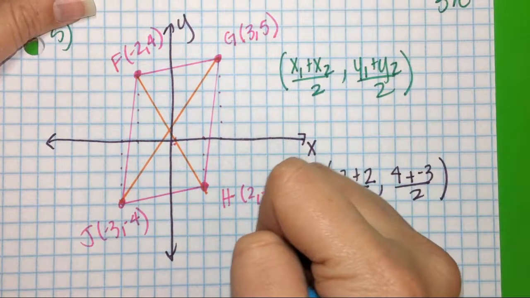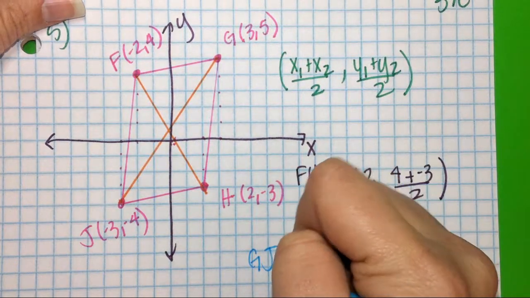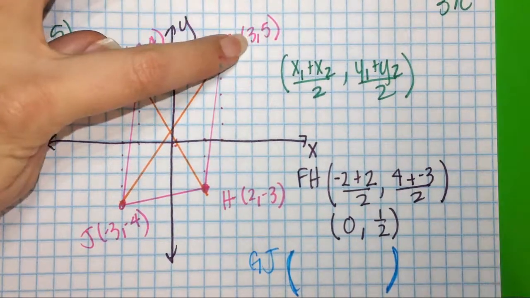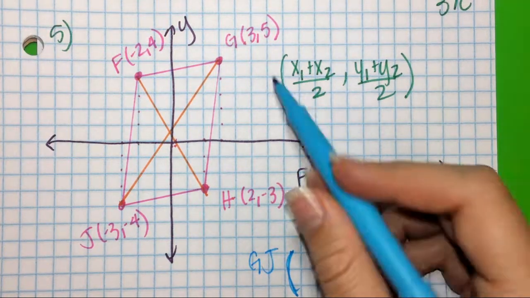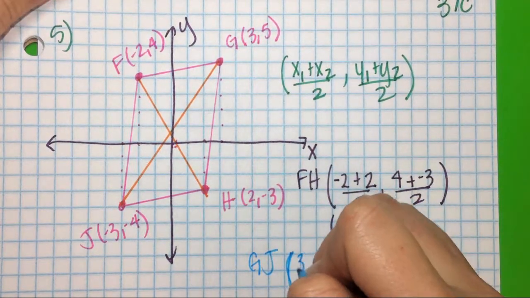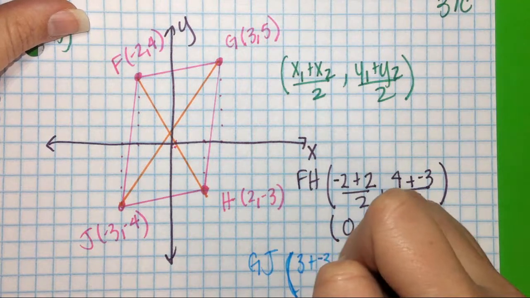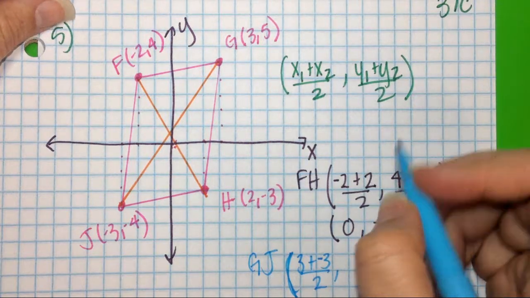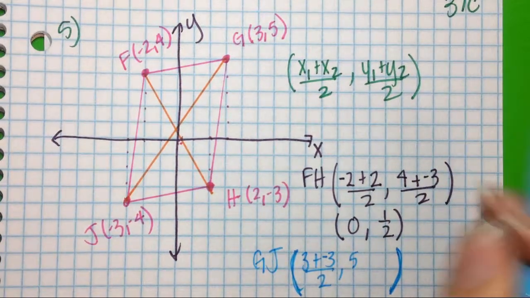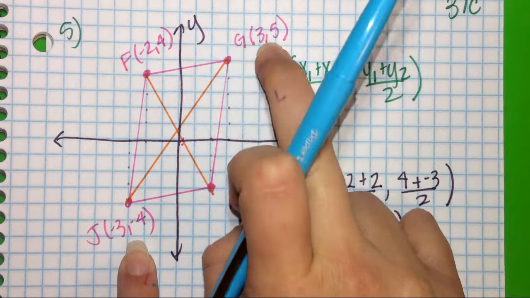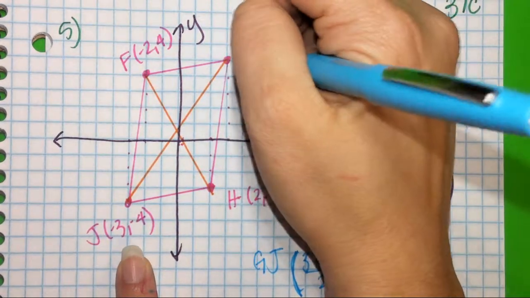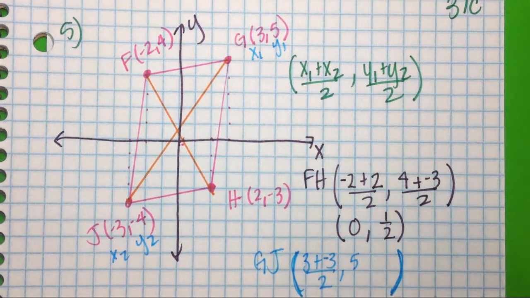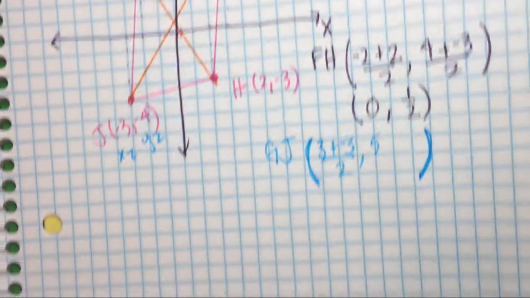Alright, so now let's find the midpoint of GJ. That's a tongue twister. So what is my first coordinate, what's my x1 of GJ? Plus negative 3 divided by 2. And then what's my y1? 5. And remember, we're getting these numbers from our coordinates. So all we're doing is starting here. This is my x1, y1. This is my x2, y2. So in case you're confused on where we're getting the numbers from, that's where they're coming from.